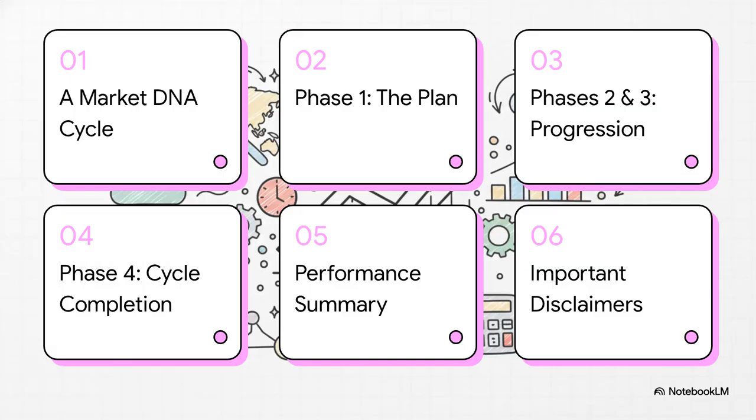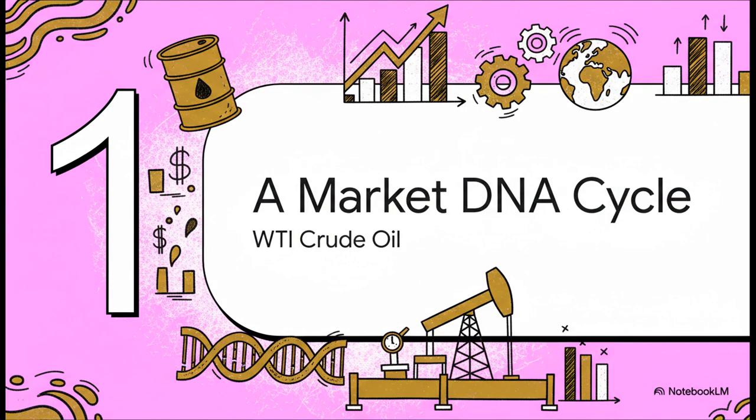Here's a quick look at our roadmap for this explainer. First, we'll get an overview of the cycle itself. Then, we'll go step by step through all 4 phases, starting with the plan, then the progression, and finally the completion. After that, we'll wrap up with a performance summary and some really important disclaimers. Okay, let's kick things off.